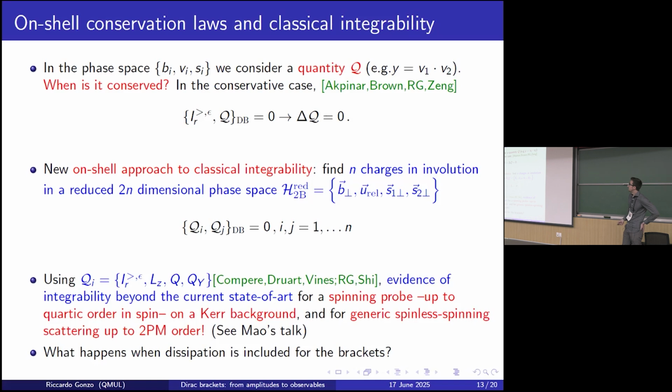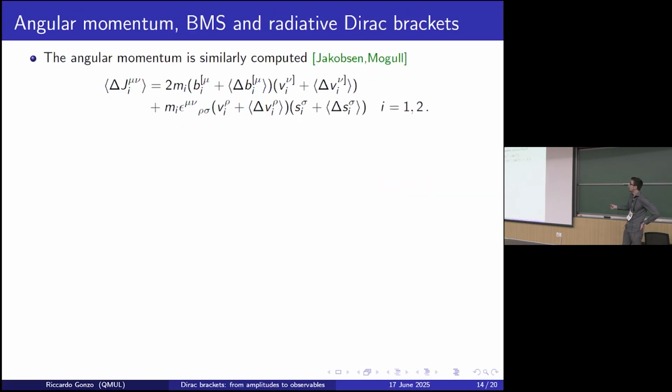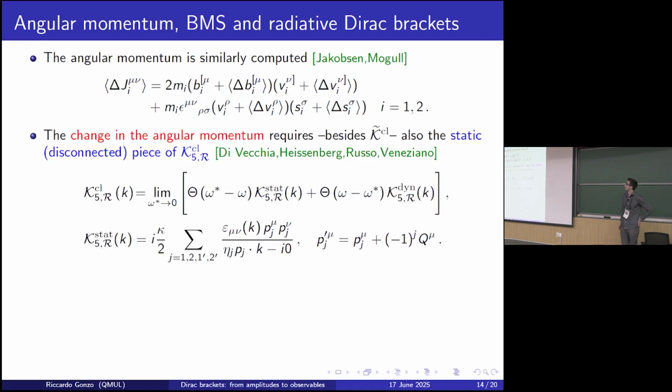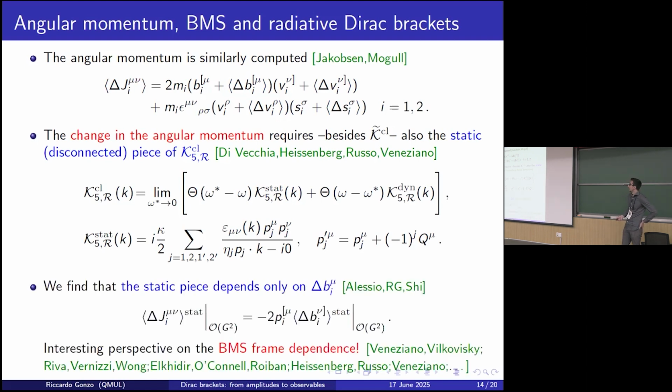So what happens for dissipation? We compute now first the radiation reaction term, the dissipation for the angular momentum. It's a very nice parameterization that was provided in this paper. And here you see it's all a function of delta B, delta V, and delta S. So you can compute the K5, as I said, which is a disconnected contribution. That's what computes the static angular momentum. It just comes from the soft factor. So you can compute that. And we found that the static piece depends only on delta V.